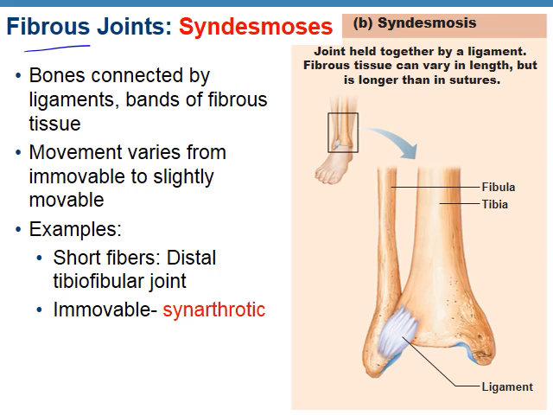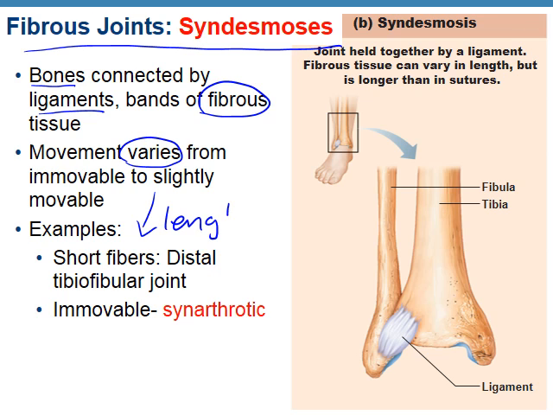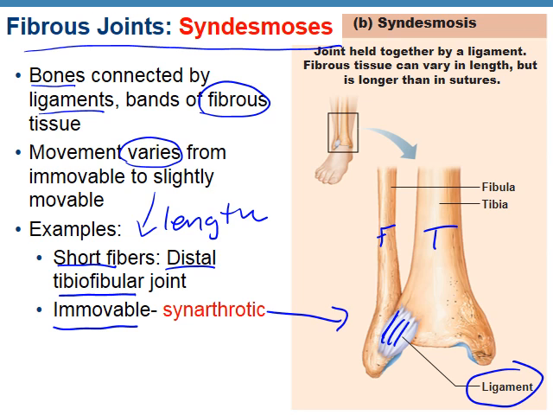Second example of a fibrous joint is syndesmoses. These are bones connected by ligaments that are made up of fibrous tissue. On these, the movement varies. It depends on the length of the fibers. So if you have short fibers, like we have here at the distal tibiofibular joint, so that means at the farthest end of the tibia and the fibula, this ligament here that's made up of fibrous connective tissue is immovable or synarthrotic.